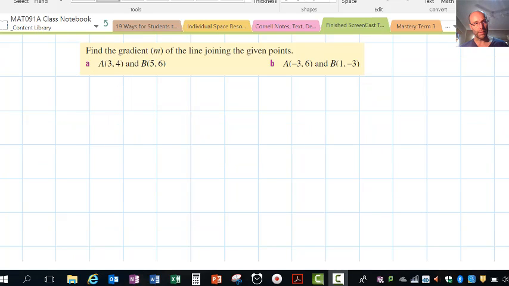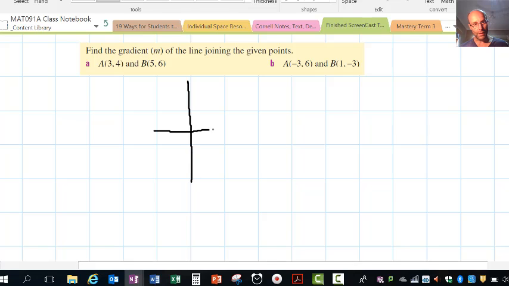The good news is that this allows us to calculate the gradient without even drawing a picture. Let's look at these two examples. Find the gradient of the line joining the points. You could draw it if you want, but it's completely optional. I might just draw it in this video just to help you out. 3, 4 is the first point, so it'd be here, go across 3 and up 4. 5, 6, it'd be a bit further along and a bit higher up, and we have a line there. Okay, and we have a rise and a run.